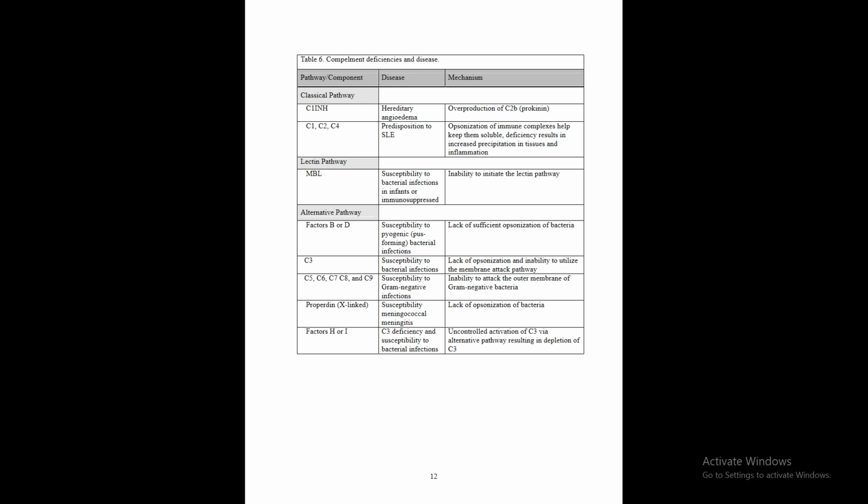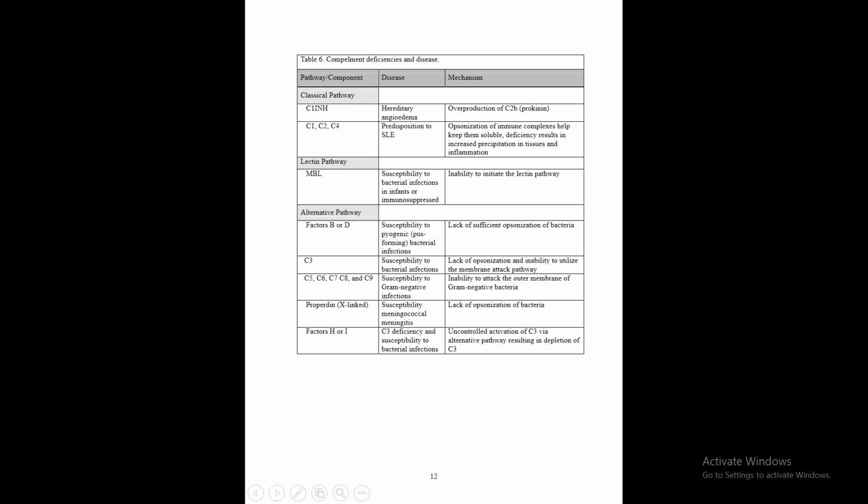Here, this table shows complement deficiencies and their resultant diseases. Examples: absence of C1 INH results in hereditary angioedema by overproduction of C3b. Deficiency of C1, C2, C4 predisposes to systemic lupus erythematosus. Opsonization of the immune complex helps to keep them soluble. Deficiency results in increased precipitation in tissue and inflammation.